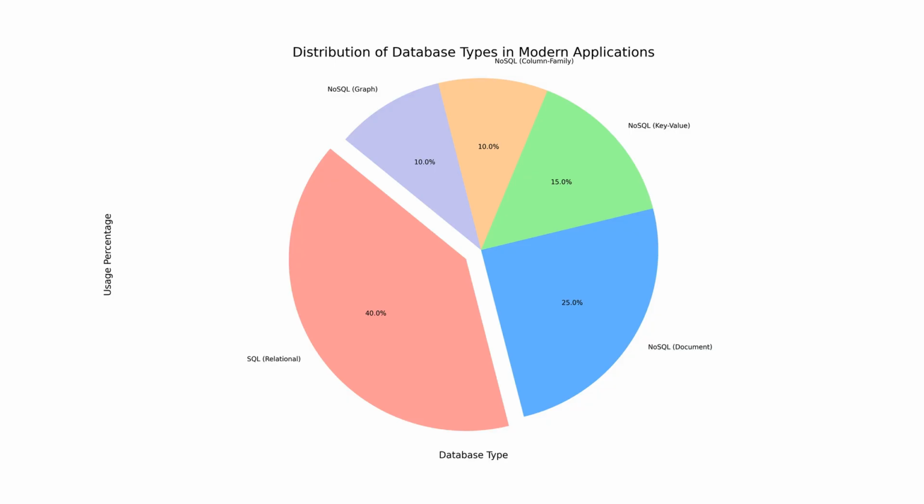Overall, the chart highlights that modern architectures often balance the robustness of relational systems with the scalability and specialization offered by NoSQL, depending on the specific application requirements. Now, let's implement the following code that sets up our library database.